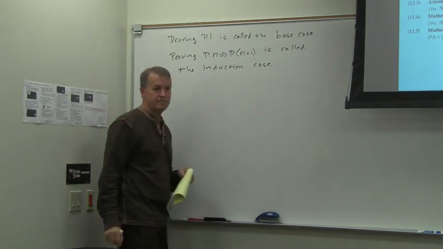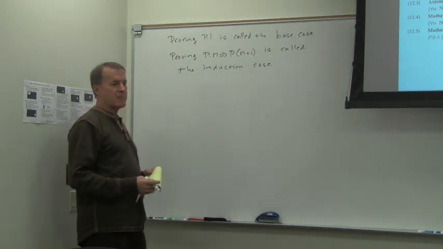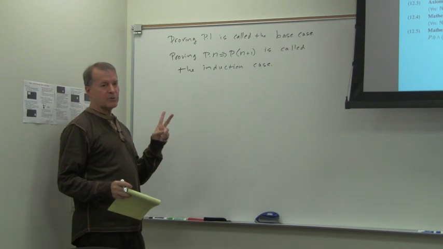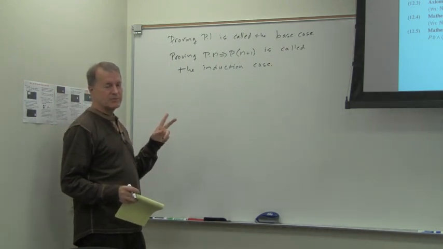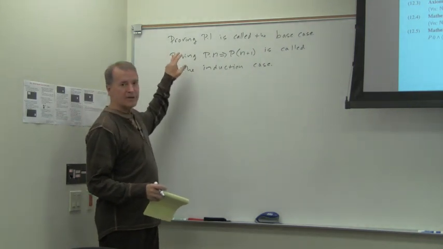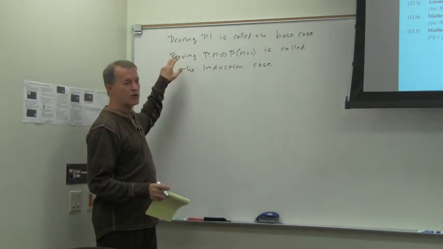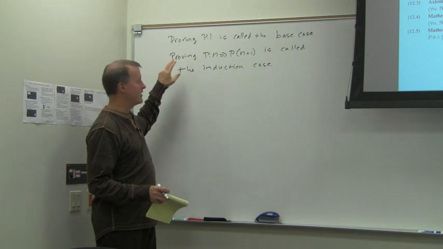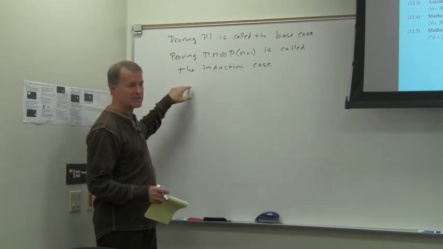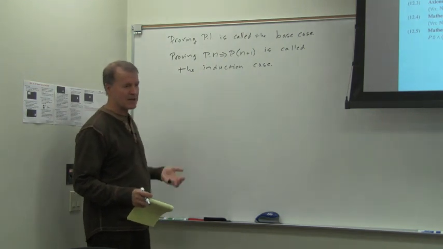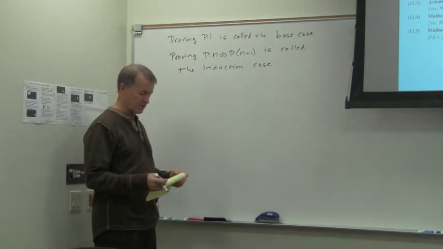So anytime you have a proof by mathematical induction, you have to write down two subproofs. You have to write down the base case and prove it, and then you have to prove the induction case, and then by this reasoning, by mathematical induction, you've proved it for all.